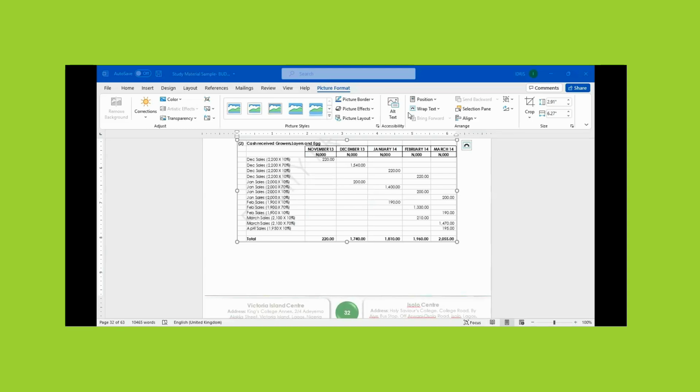March sales. How much is March sales? 2.1. 10% of that 2,100 will be received as advance payment. Is going to be received when? In February. Can we see it under February? Yes. 70% of March sales will be received when? In March. How much is that? 1,470.